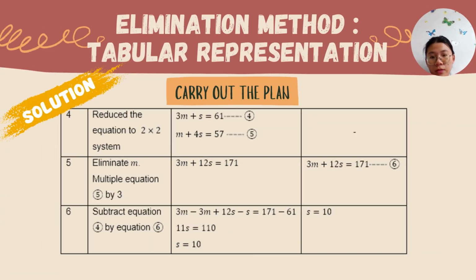Next, we need to reduce the equations to a 2 by 2 system. So we can see that the fourth equation and fifth equation are listed out, which is 3m plus s equals 61 and m plus 4s equals 57. The fifth step is we need to eliminate m by multiplying equation 5 by 3. So equation 5 will become 3m plus 12s equals 171. This equation becomes the sixth equation.